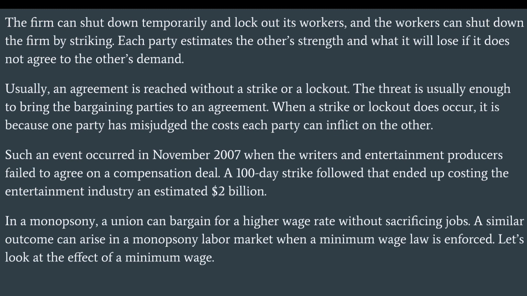When a strike or lockout does occur, it is because one party has misjudged the cost each party can inflict on the other. Such an event occurred in November 2007 when the writers and entertainment producers failed to agree on a compensation deal. A 100-day strike followed that ended up costing the entertainment industry an estimated $2 billion.